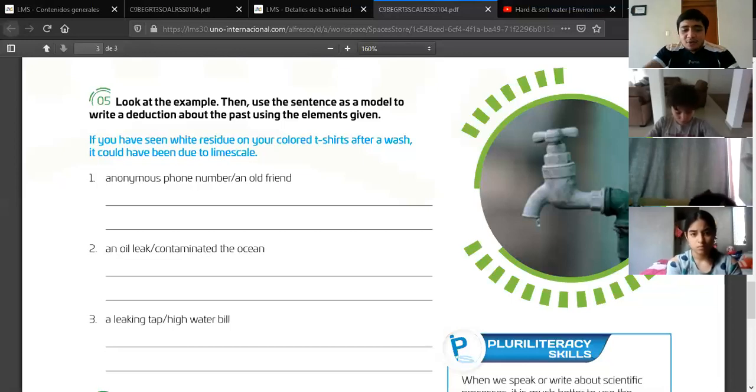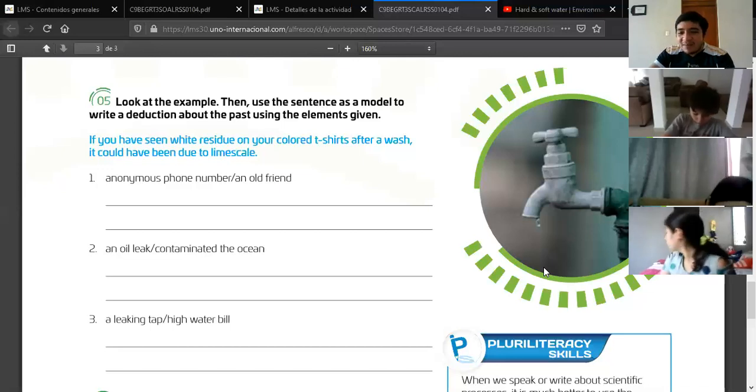I am going to use these 2 examples, the one that Ena and Roberto formed and the one that Monse Sanchez is given. If you receive a message from an anonymous phone number, it could be Roberto. Maybe it's a hacker, but let's not think about that one. Maybe it could be an old friend. Okay, there you have number 1. How can you form a phrase in a sentence in number 2?